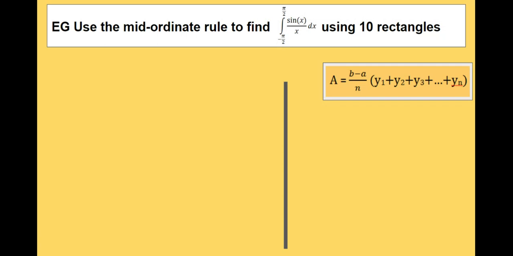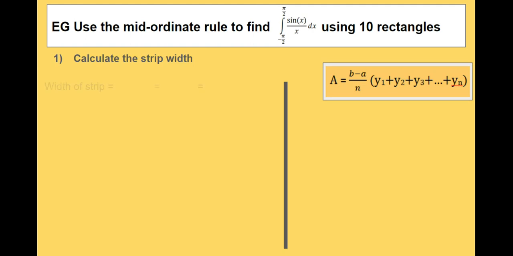Now a harder example. We've got a function here that we can't just integrate, and we're told that we want to use 10 rectangles to approximate the area. The more rectangles we use, the more accurate it will be. And we've got our formula there we're going to use. We could sketch the graph, but we don't need to. We can just work out our values and use the formula.